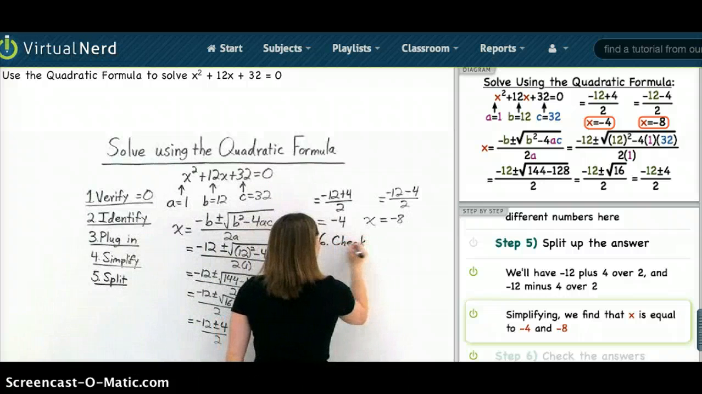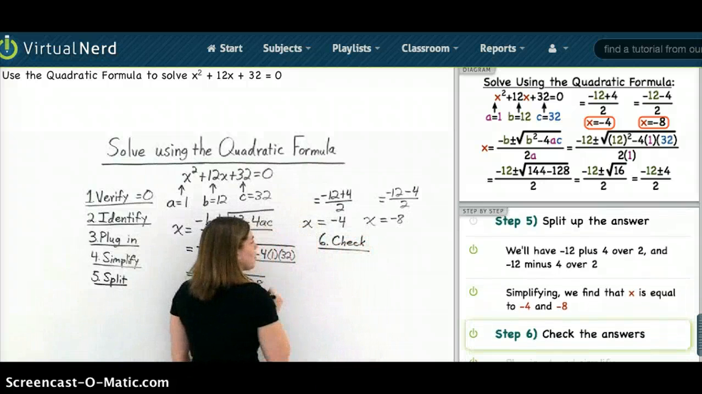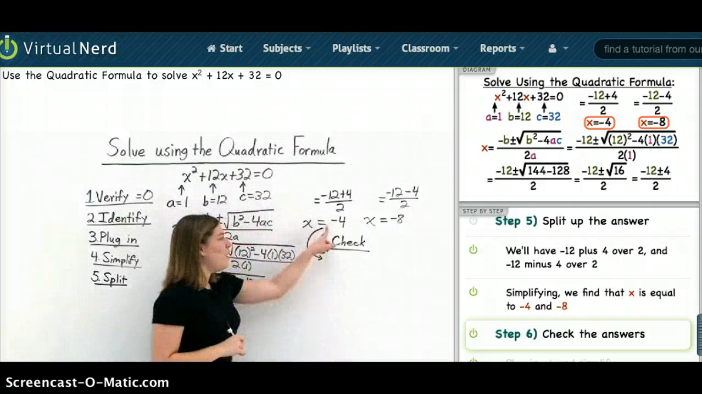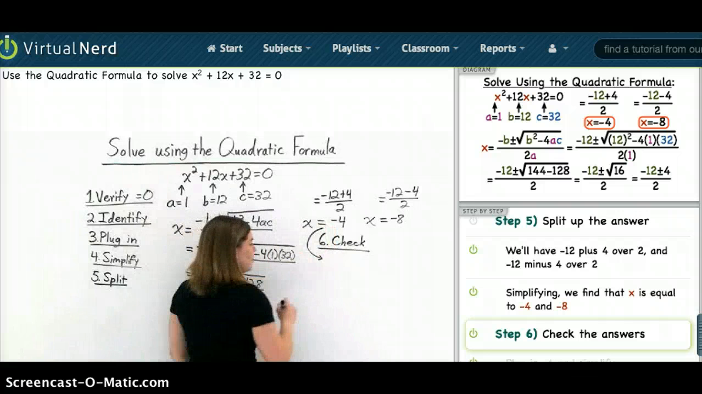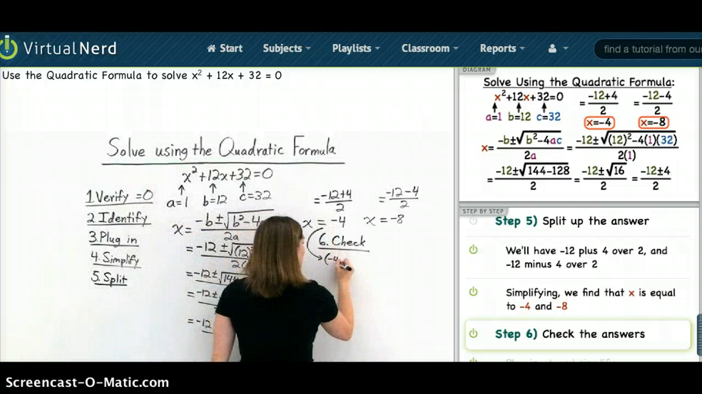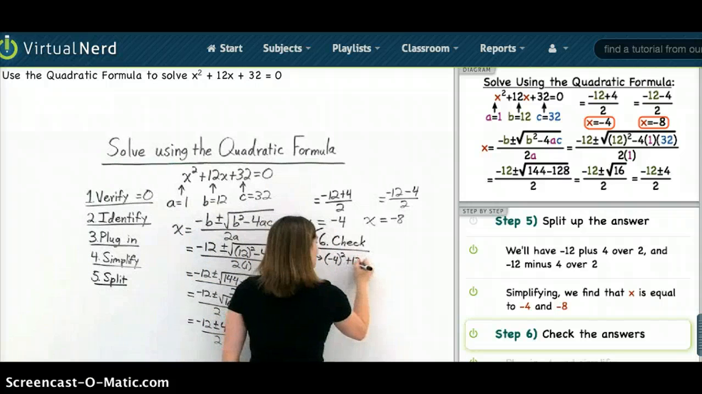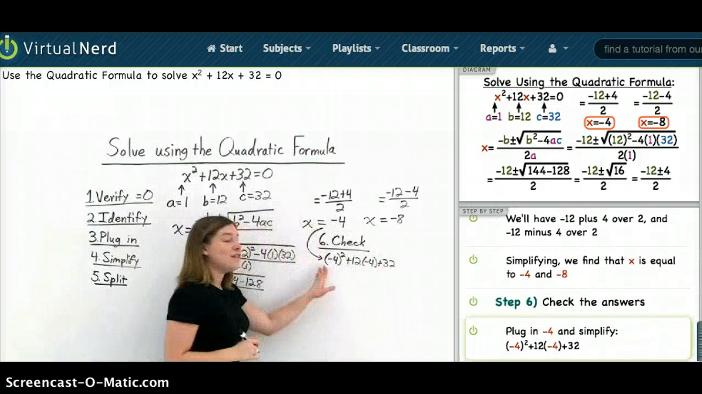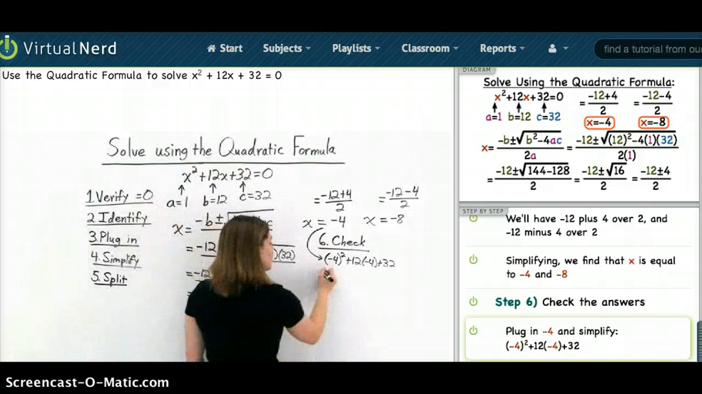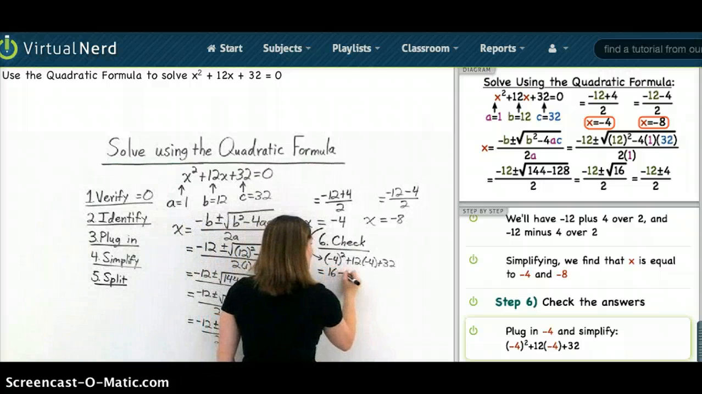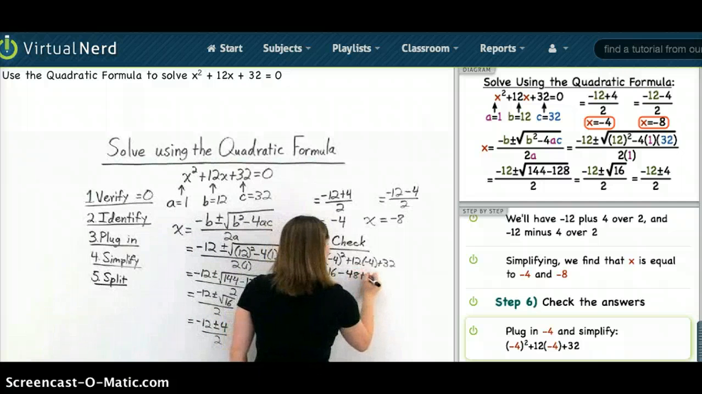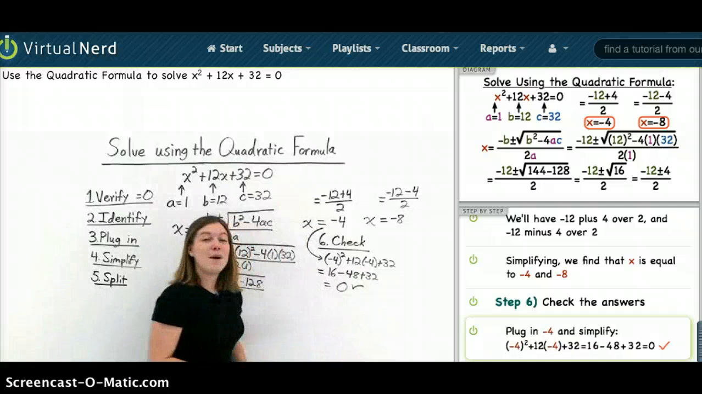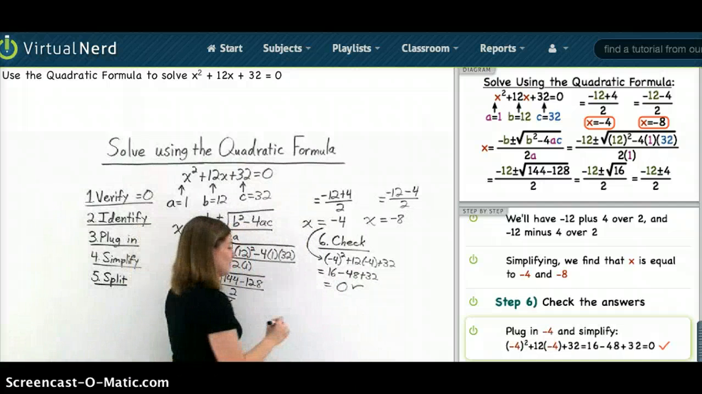So here, we'll plug in each of these values that we got for x separately and make sure that they make a true statement in our problem. First, let's take x as negative 4. If we plug that into our equation, we have negative 4 squared plus 12 times negative 4 plus 32. Now we want to see if this polynomial is equal to 0. So if we simplify, we get 16 minus 48 plus 32. And that simplifies to 0. So that means that negative 4 is one of our answers.